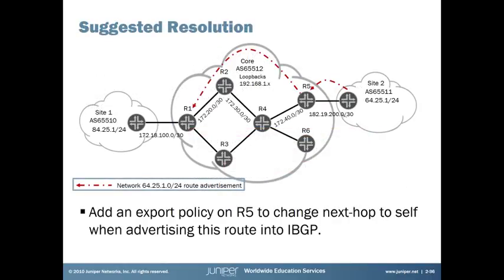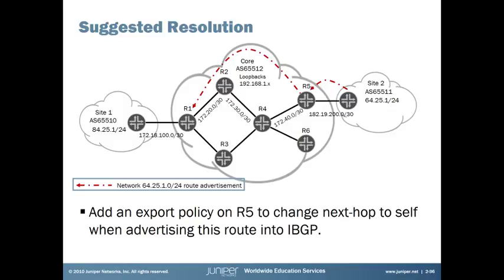Let's get back up to here. So what we're saying here, the solution is to add an export policy on R5 to change the next hop to self. Now, as you may recall, when BGP advertises an IBGP route, it does not modify the next hop information. That is the default behavior of BGP.